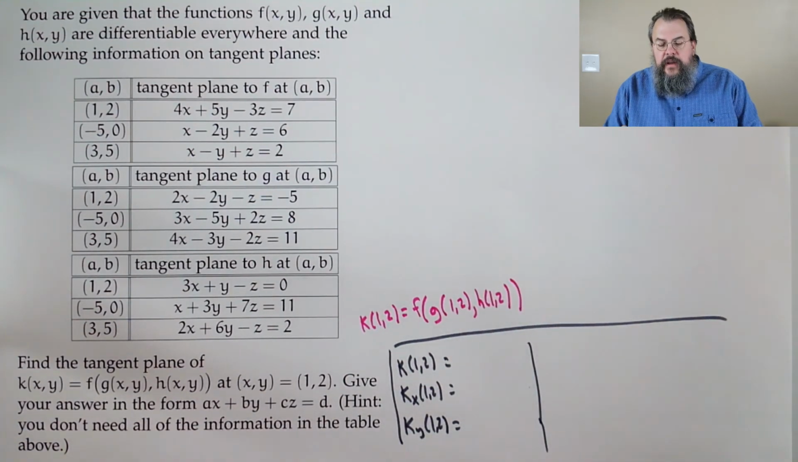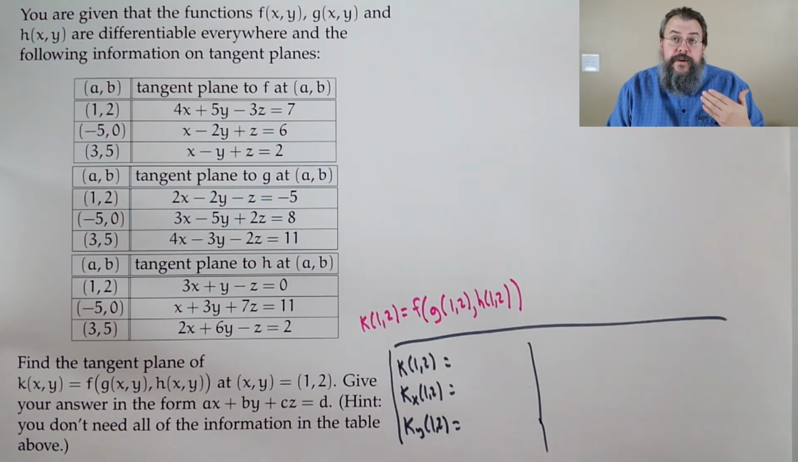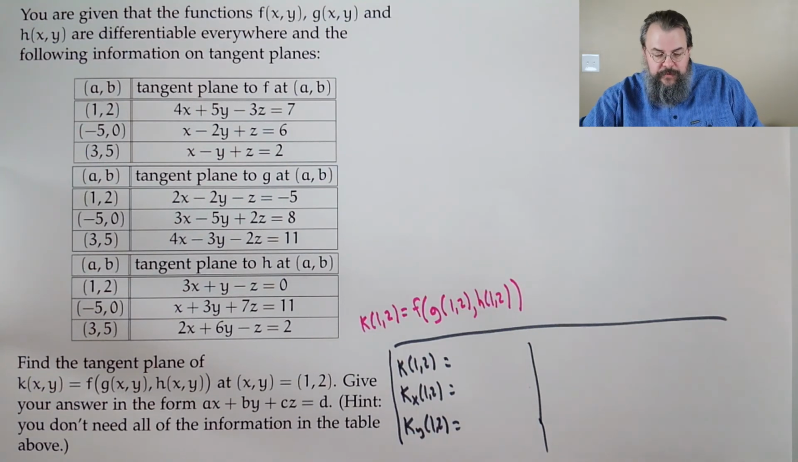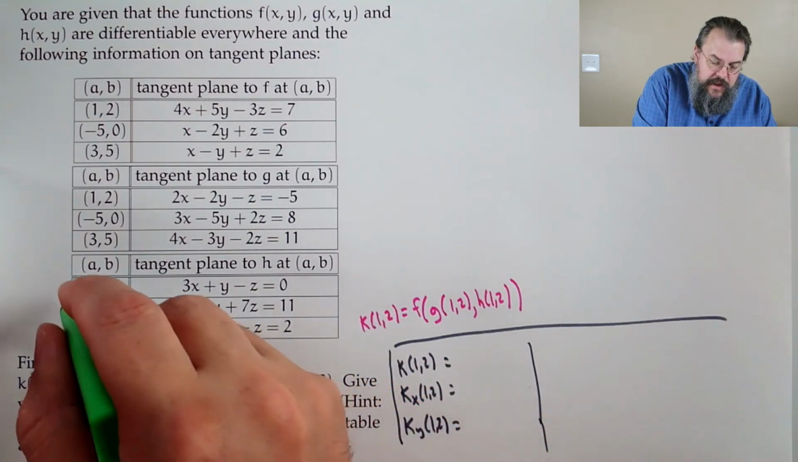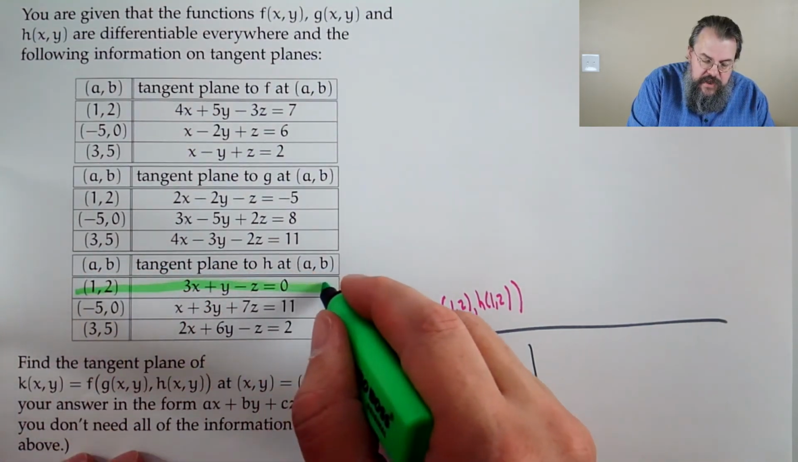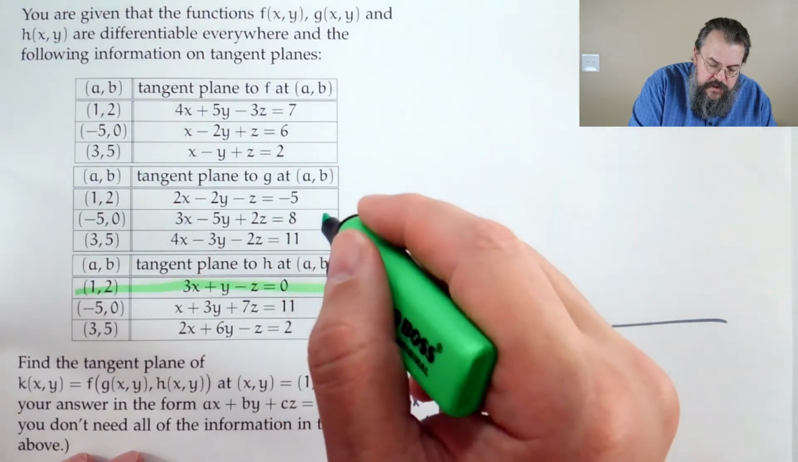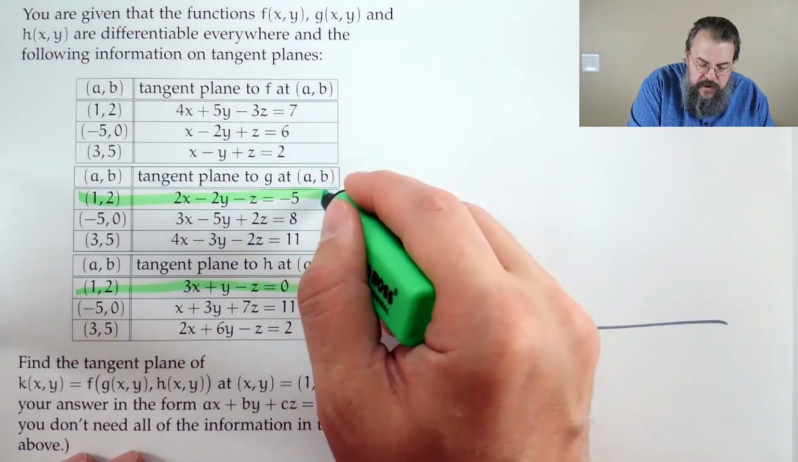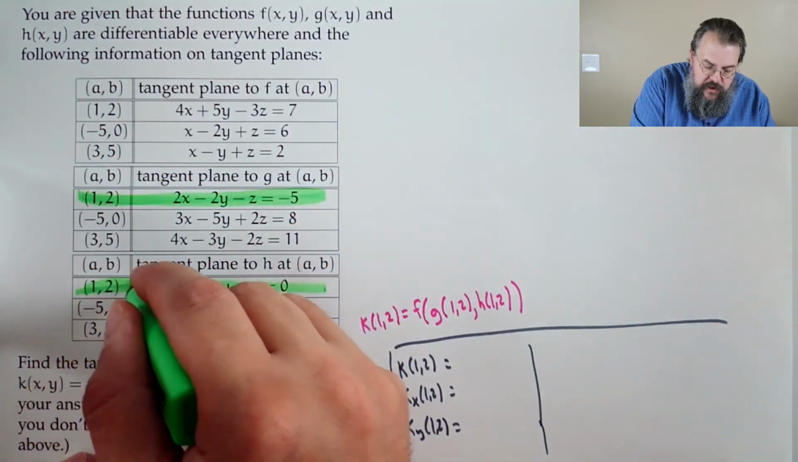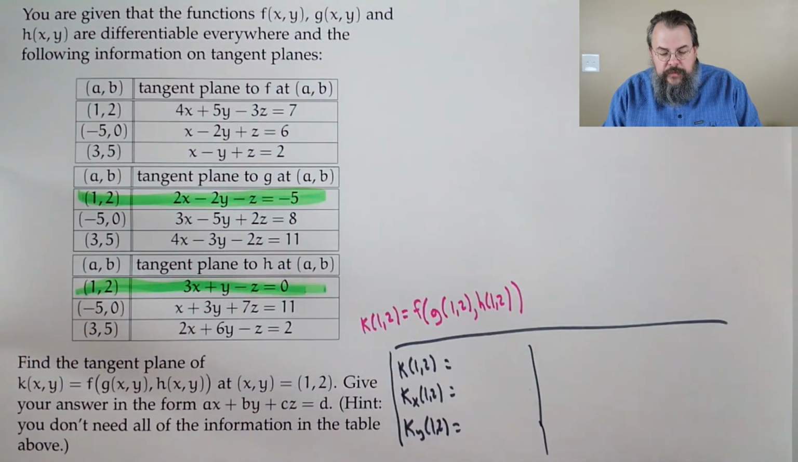All right, so if I want to know about g of 1, 2 and h of 1, 2, I should look at the tangent plane to g at 1, 2 and the tangent plane to h at 1, 2, which says I need to look at these pieces of information. Here's h at 1, 2, and here's g at 1, 2. Okay, so we have those planes there.